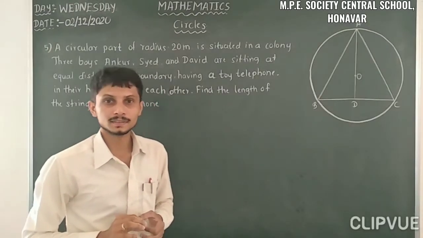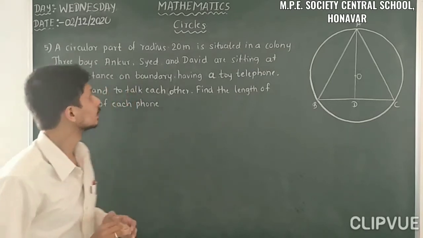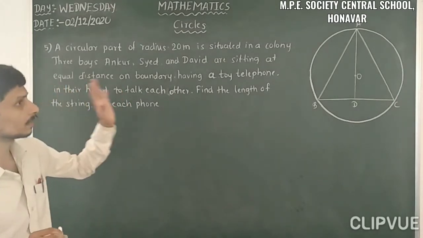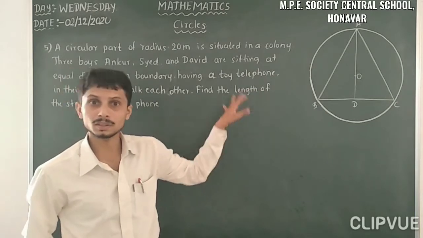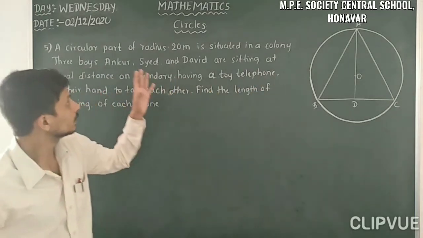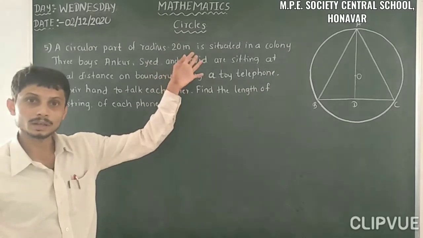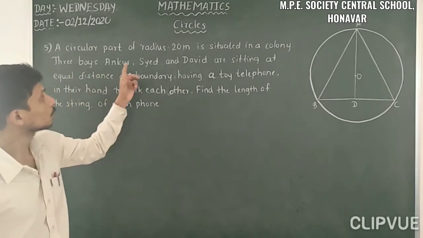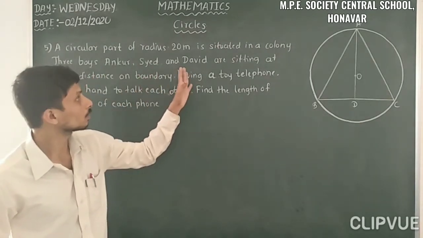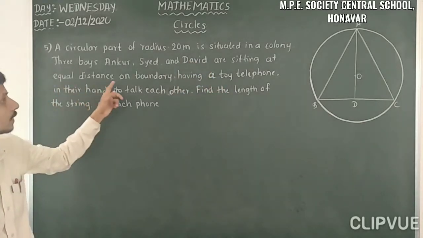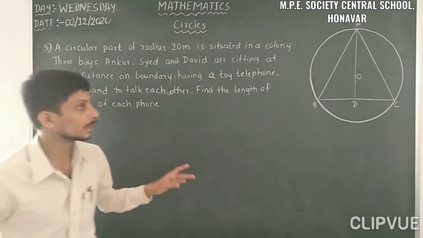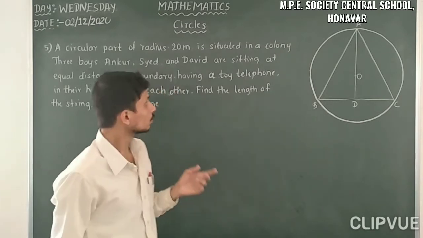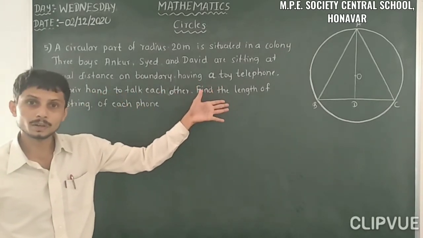Let us take the next problem. It tells us that a circular park of radius 20 meters is situated in a colony, so it's a circular colony with radius 20 meters. Three boys, Ankur, Syed and David, are sitting at equal distances on the boundary of this circular park, each having a toy telephone.